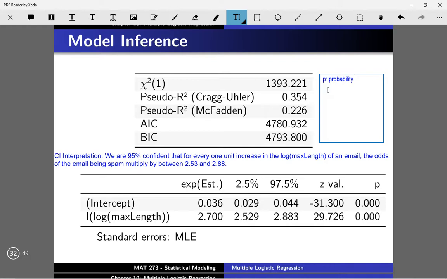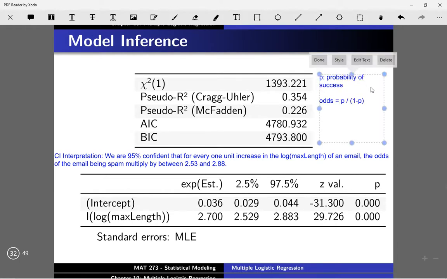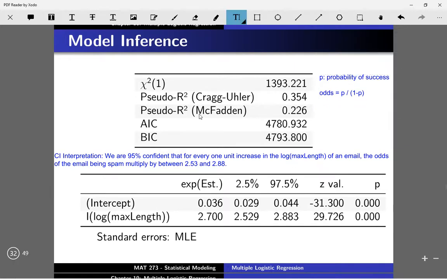It's just a common mistake that's easy to make when doing logistic regression. P is the probability of success. Odds equals P over 1 minus P, the ratio of the probability of success and the probability of failure. That's what the odds is. So although as the probability of success increases, so does the odds, we can't say that if the odds multiplies by 2, the probability multiplies by 2. That is not true, okay?